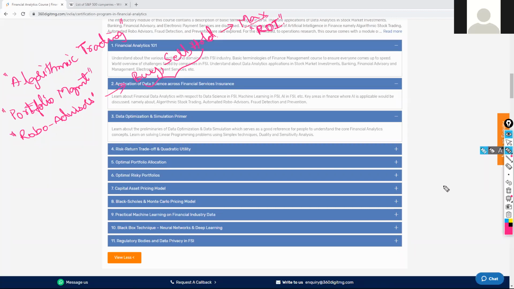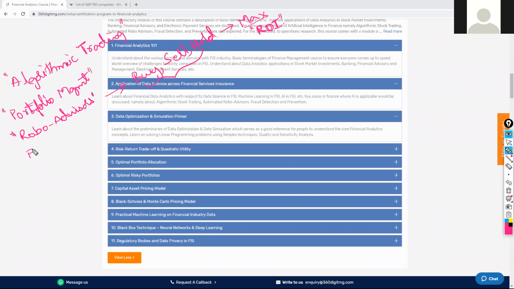80% plus of the US market has moved towards robo advisory services, wherein a robot, in the sense of an artificial intelligence robot, would actually help you do all these things. Then you have fraud detection.